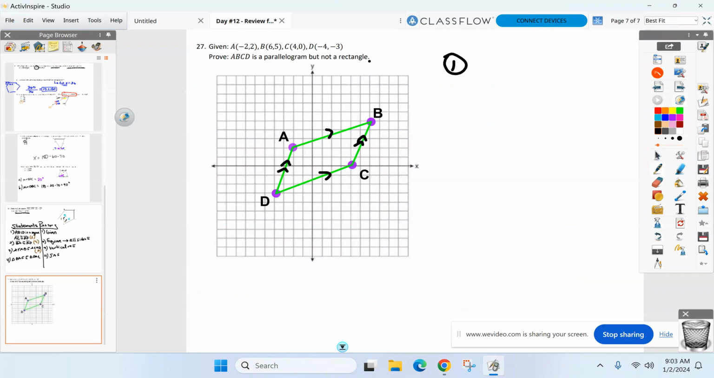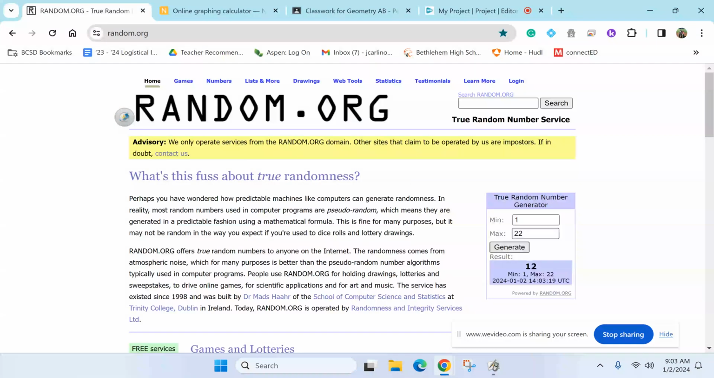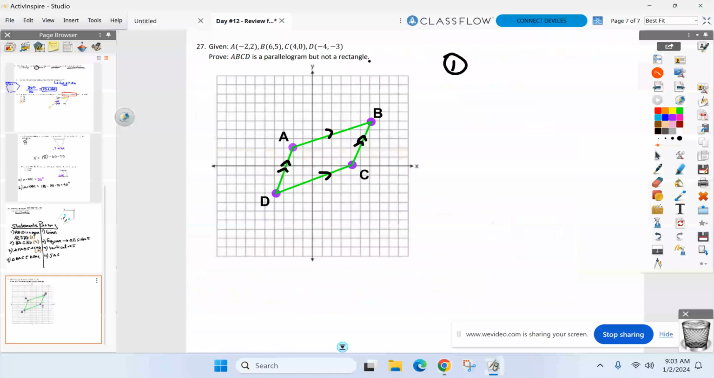So to show that, I'm going to need to use what formula here to show opposite sides are parallel, Finley? Slopes, all right? We're going to use slopes. And when I say slopes, rise over run. So we can take our time right now, find the slope of AB, find the slope of BC, find the slope of DC, and find the slope of AD using rise over run. Up and over how many? And hopefully we notice something that makes it parallel.